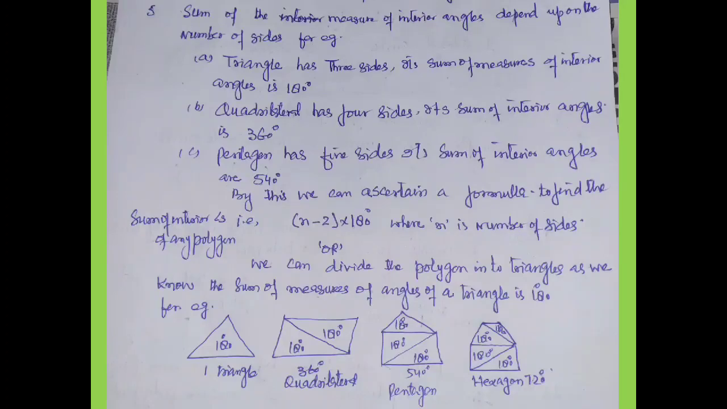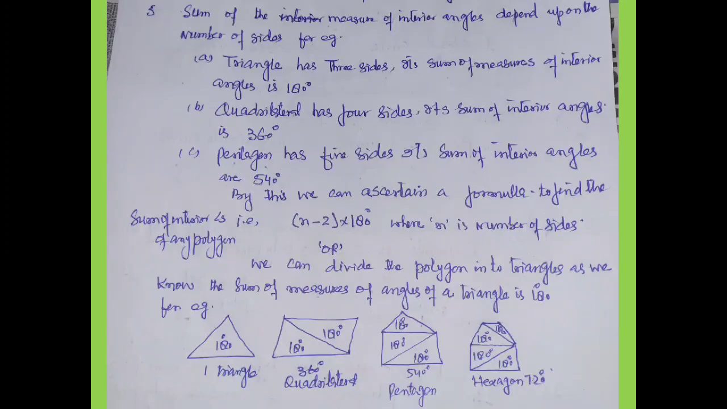So we have another option here, that is we can divide any polygon into a number of triangles. As we know, the sum of the measures of angles of a triangle is 180 degrees. For example, if we have a triangle made up of three sides, there is only one triangle, so the sum of the measures of interior angles is 180 degrees.